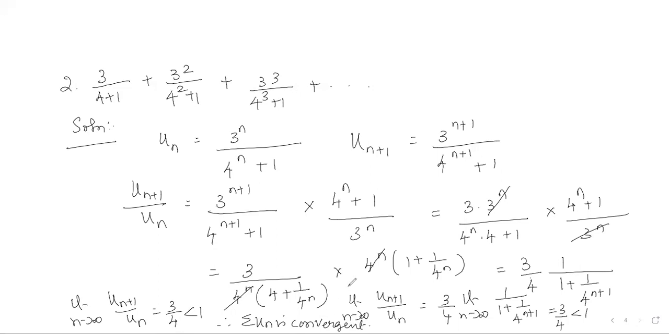Hope you all understood this. So I have already taught finding the nature of the positive term series by using Cauchy's integral test and comparison test. Now this is by D'Alembert's ratio test.